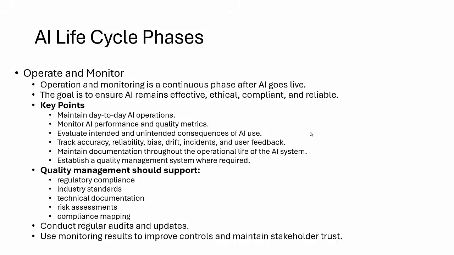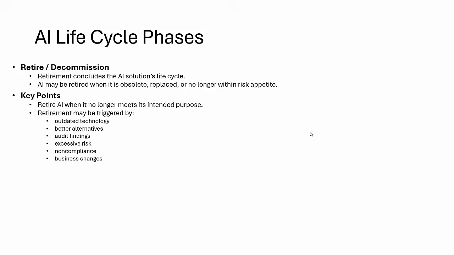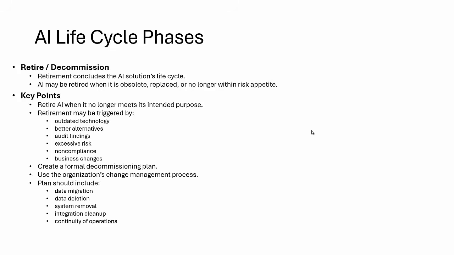When a model is not in use, we have to destroy it, we have to discontinue it. Is it clear? So retire the AI when it no longer meets the intended purpose, retirement triggered by outdated technology, a better alternative, non-compliance, business change, and all that. So we need to create a formal decommissioning plan. This is an exam question. You want to discontinue the model. What is the first step?